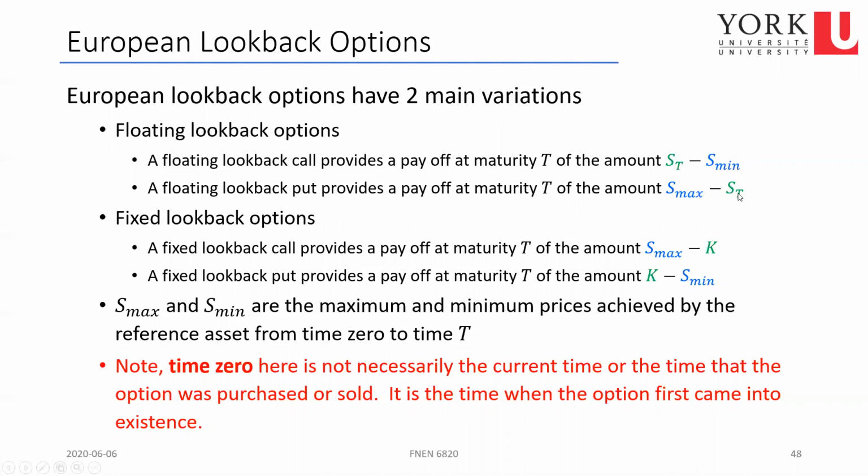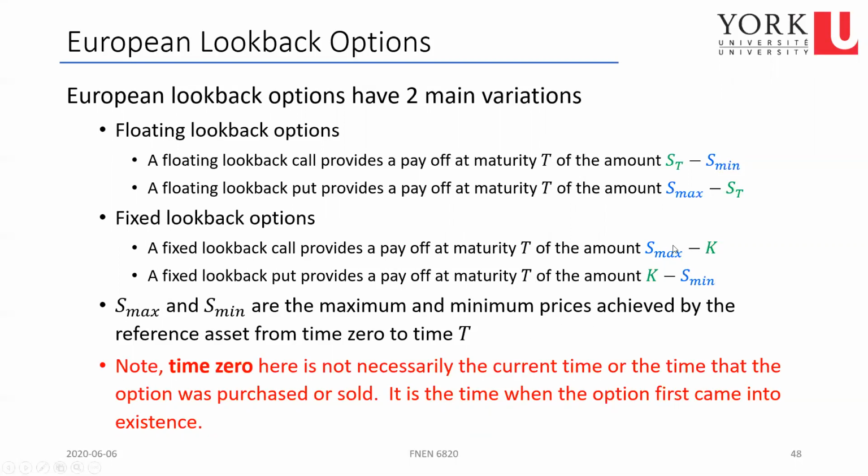price at maturity. For fixed look-back options, a fixed look-back call has a payoff at maturity that's equal to the maximum of the stock price in history minus a fixed strike price that's predetermined. And a fixed look-back put will provide a payoff at maturity of the strike price minus the minimum of the stock price in the history.